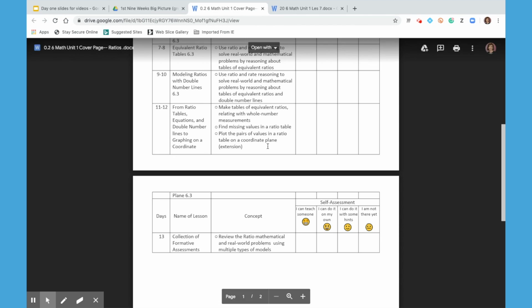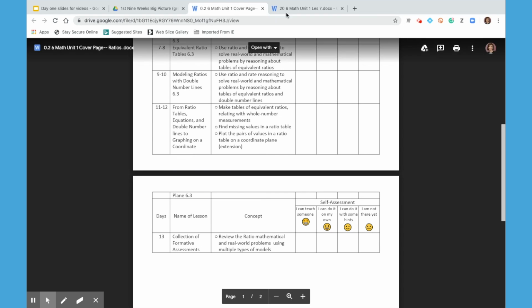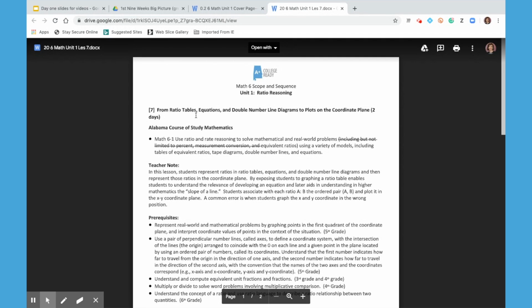On the unit cover page or overview page, the simplified scale, we can see these are the 3 bullets that they'll be accomplishing. At times, students will have more than one particular learning target per lesson. This is one of them. So, I can make tables of equivalent ratios relating to whole number measurements. I can find missing values in a ratio table, and I can plot the pairs of values in a ratio table on a coordinate plane. So let's look at the actual scope and sequence for this lesson.